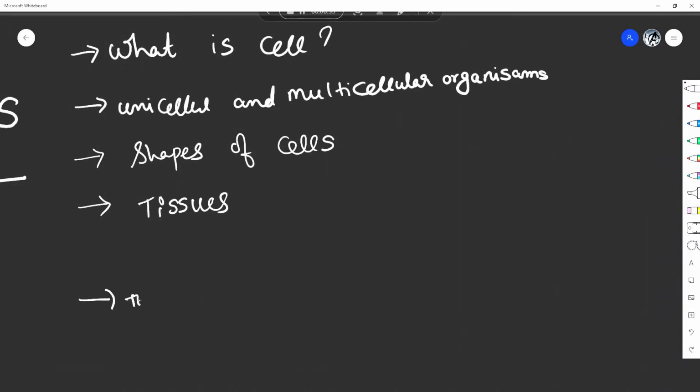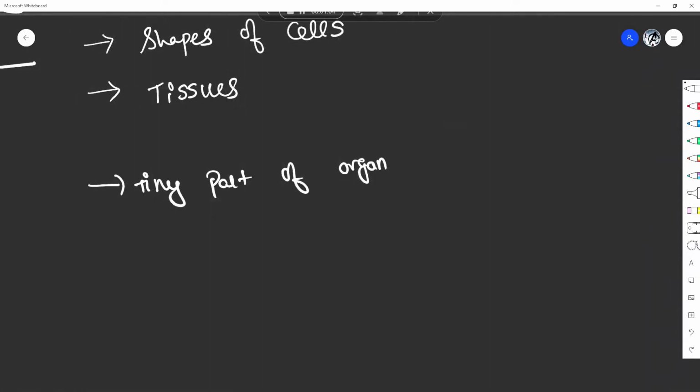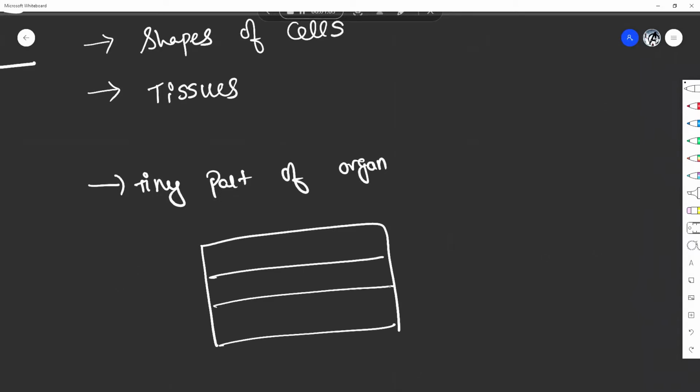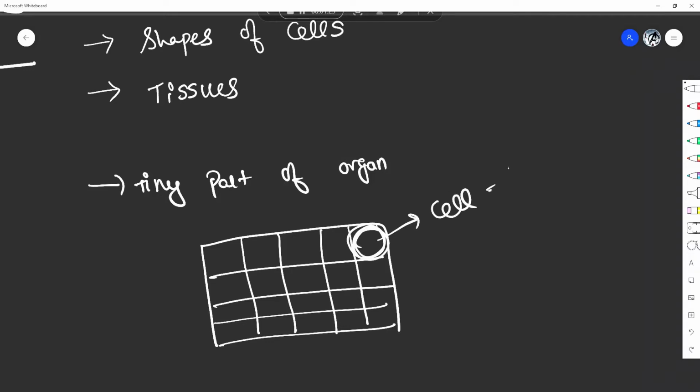What is a cell? A tiny part of an organ. For example, a wall is made up of different bricks, right? So a wall is made up of different bricks. Similarly, an organ is made up of different cells. The smallest portion which you can consider is called a cell. It is very simple, right?